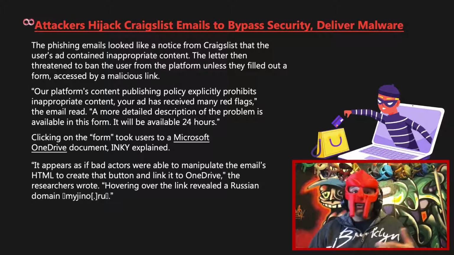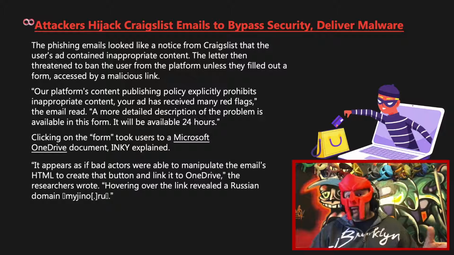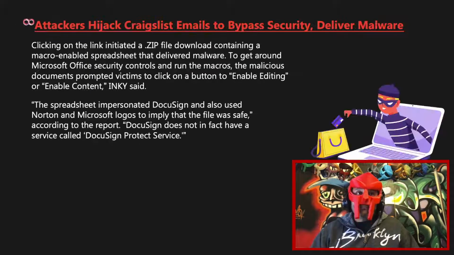Clicking on the form took users to a Microsoft OneDrive document. It appears as if bad actors were able to manipulate the email's HTML to create that button and link it to OneDrive, the researchers noted. Hovering over the link revealed a Russian domain, mygeno.ru. Clicking on the link initiated a .zip file download containing a macro-enabled spreadsheet that delivered malware. To get around Microsoft Office security controls and run the macros, the malicious documents prompted victims to click on a button to enable editing or enable content.